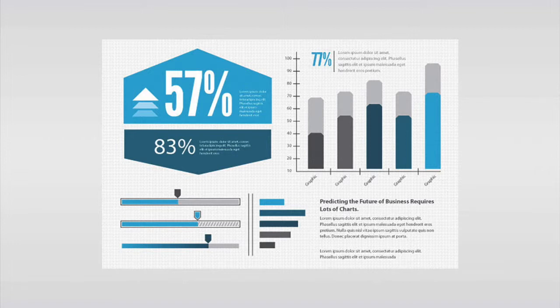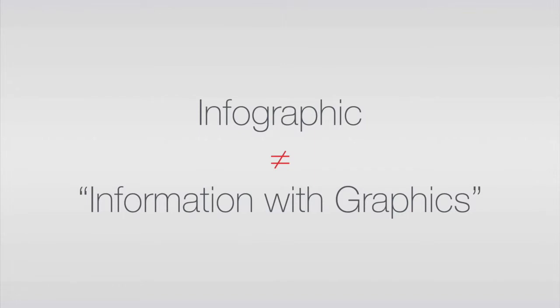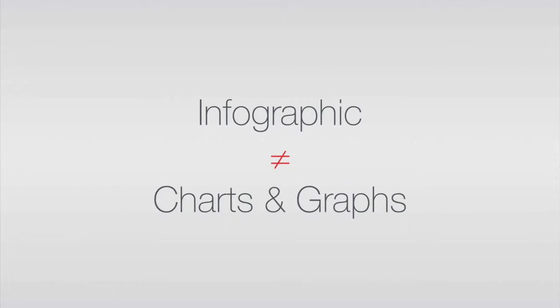Imagine a spectrum. On one end is what I would call information with graphics. In other words, text-based information that has been illustrated or art-directed. It may be more effective than plain text, but the graphics don't really add any meaning. On the other end of the spectrum are what I would call data visualizations. Basically, they are charts and graphs. They present information visually, but have no meaning without their legend or keys.